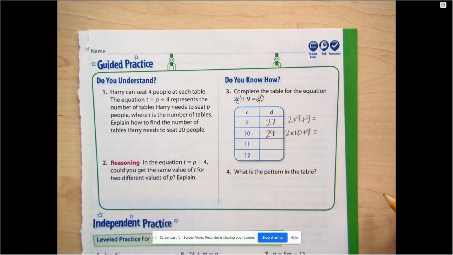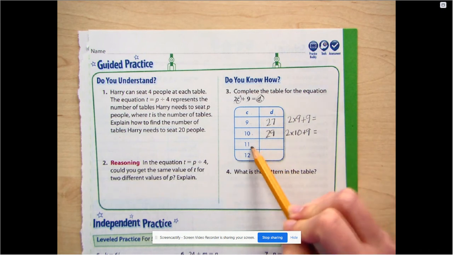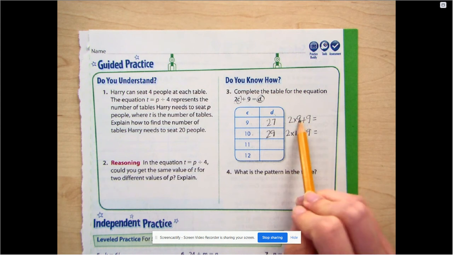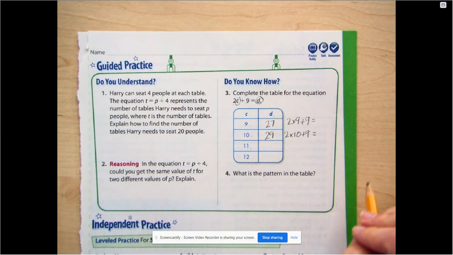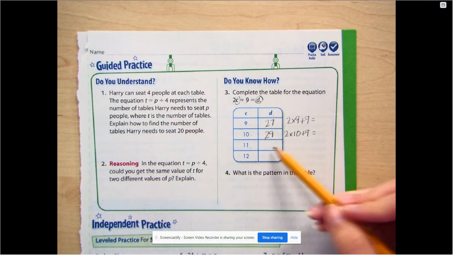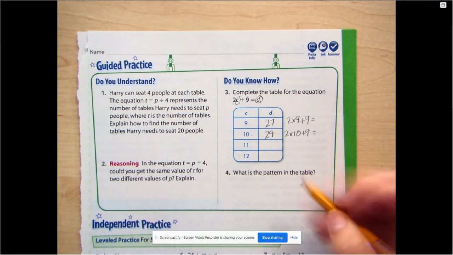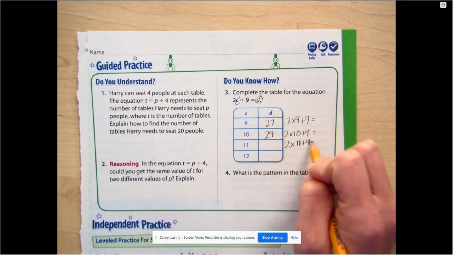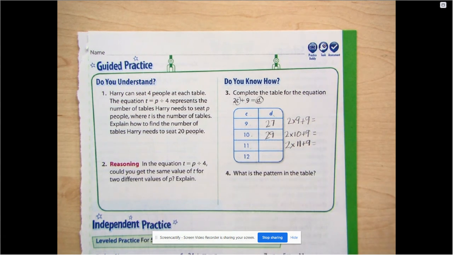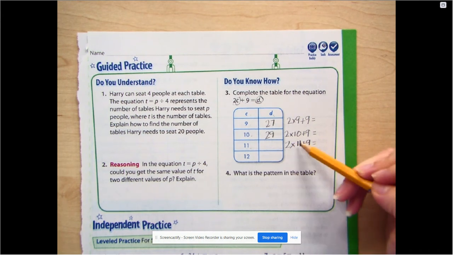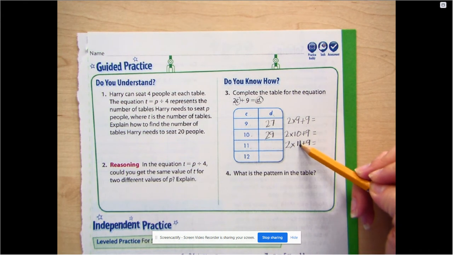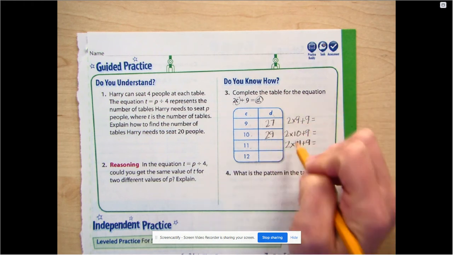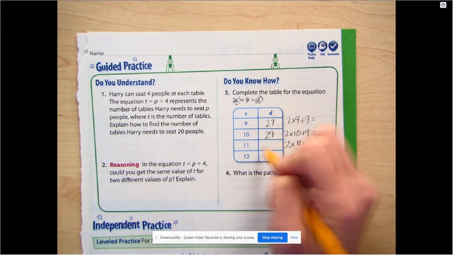Can you try this process for plugging in 11 for C? Write out this same problem, but instead of using 10 and 9, we're going to use 11. Go ahead and try that, and then tell me what you think D is. Go. We should have said 2 times 11 plus 9. And what do I do first? I multiply first. 2 times 11 is 22, plus 9 more is 31, sorry.